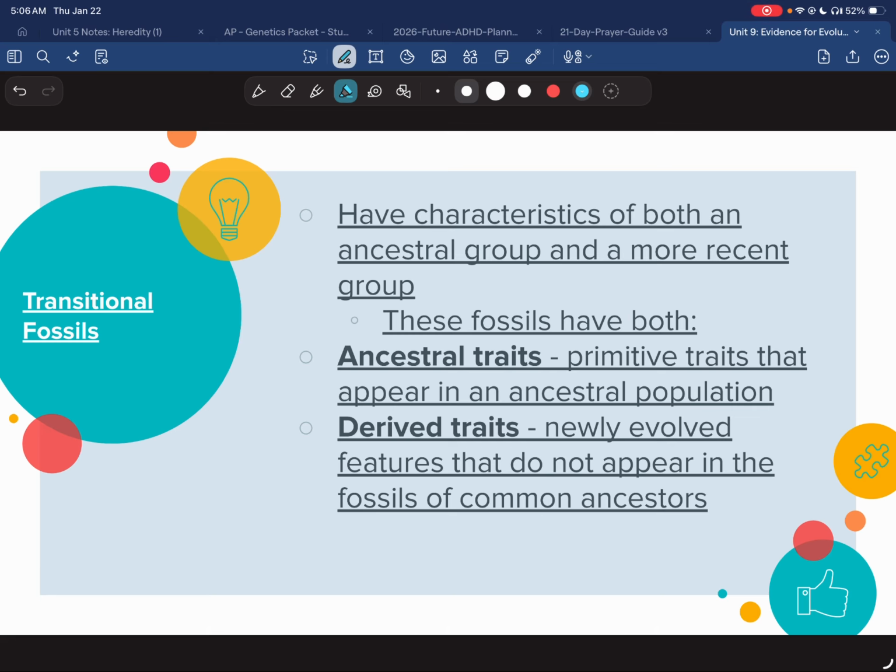Remember that you can pause at any time so that you can write things down. I'm just moving through the notes.